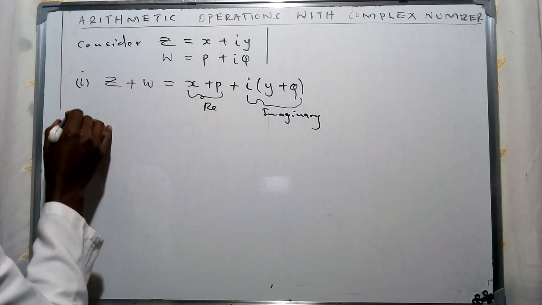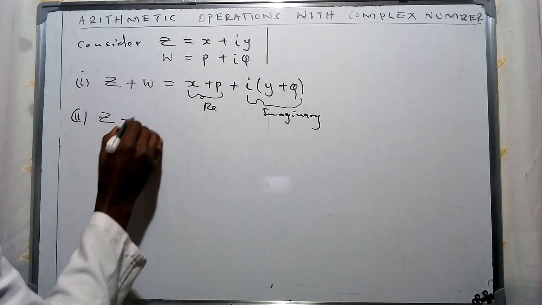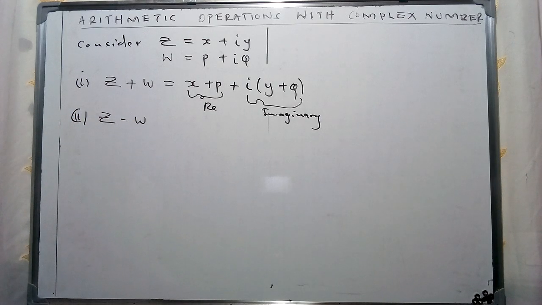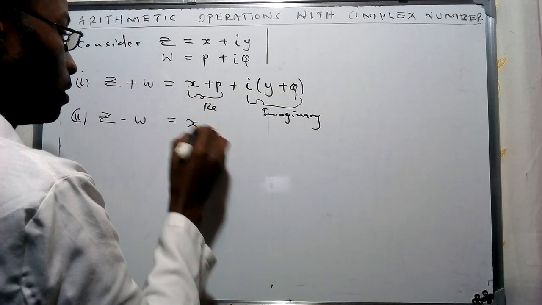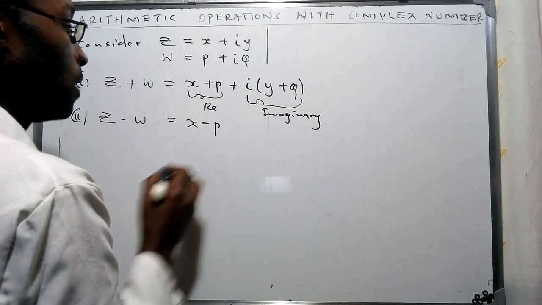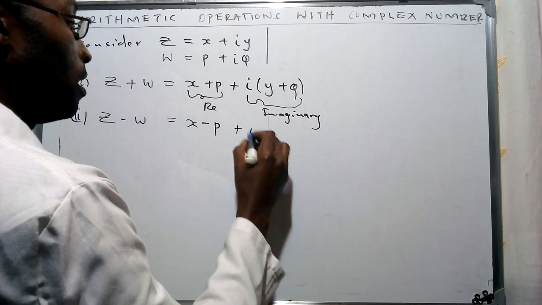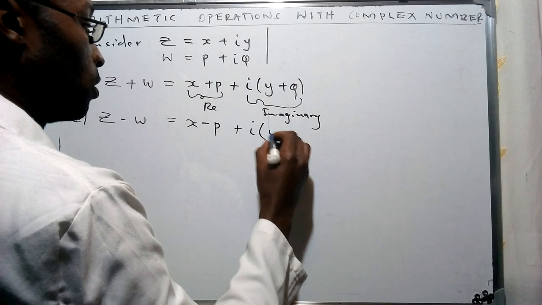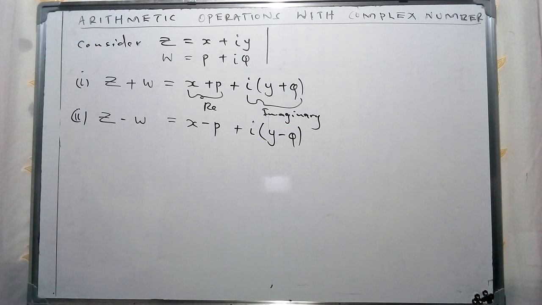We are also going to consider the subtraction of this set of complex numbers. In this case, we perform a similar operation, only that it is a subtraction. So the real parts are subtracted, and then we have the subtraction of the imaginary parts using that specific representation.